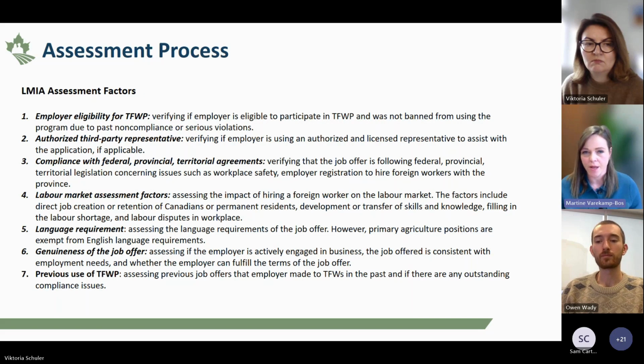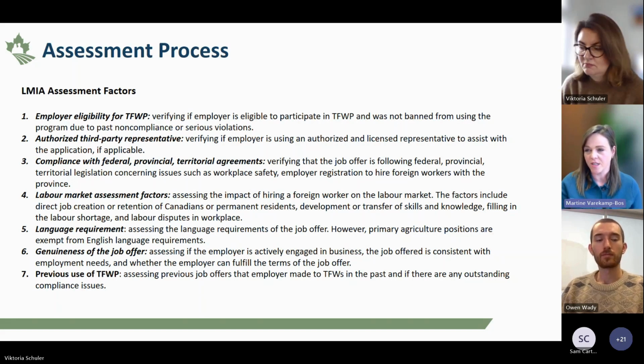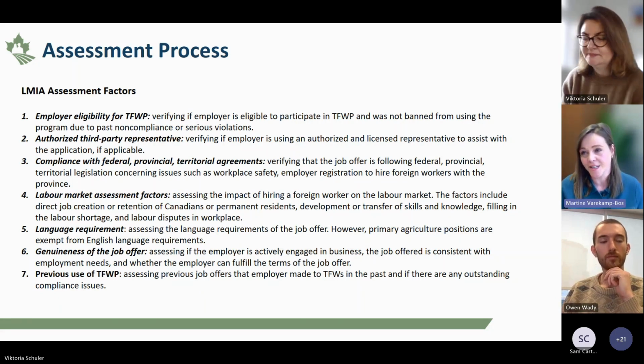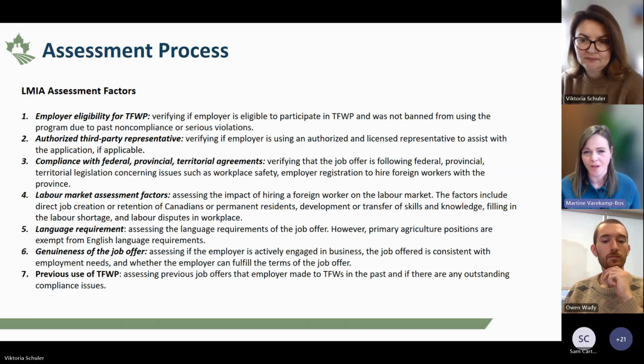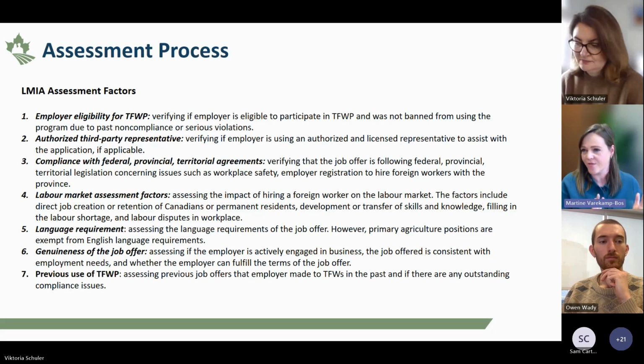As part of the LMIA application, you are required for agricultural ones and for low-wage ones to provide transportation for the foreign worker from their current place of residence to your place of work. So technically it goes beyond buying a flight from Mexico City to Calgary. You're really supposed to pay, wherever they're living in Mexico, the bus fare to Mexico City.